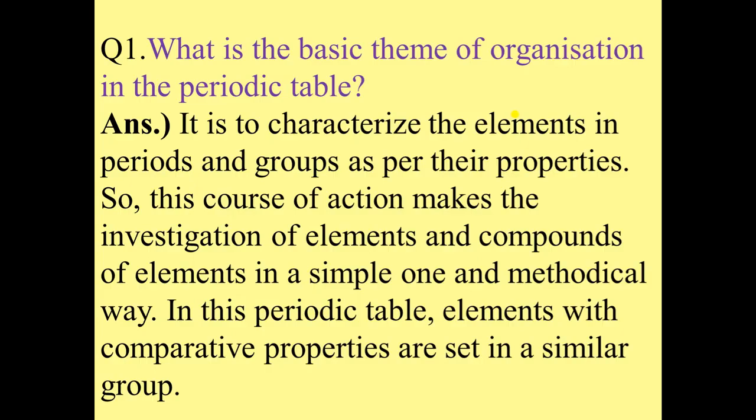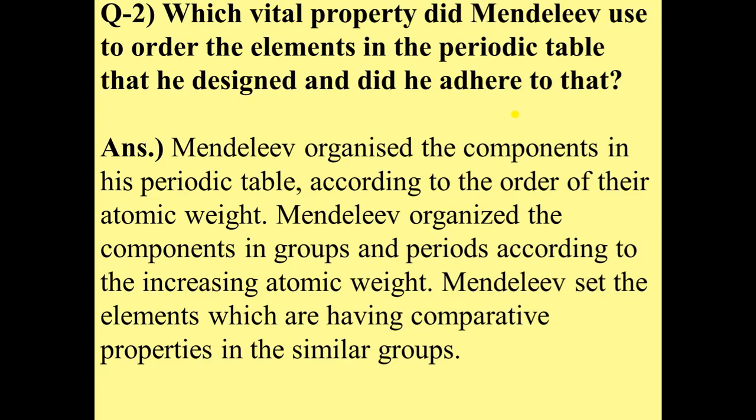So this course of action makes the investigation of elements and compounds of elements in a simple and methodical way. In this periodic table, elements with comparative properties are set in a similar group. Those elements which have similar properties, they are grouped in the same group. Okay. Now next is, which vital property did Mendeleev use to order the elements in the periodic table that he designed, and did he adhere to that?